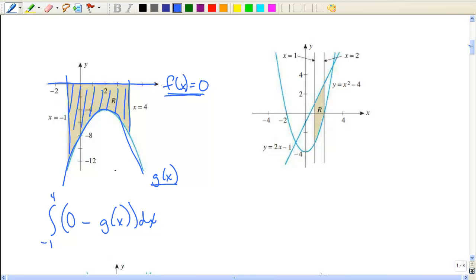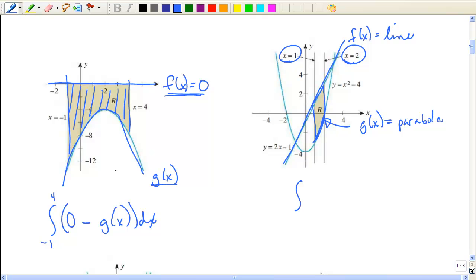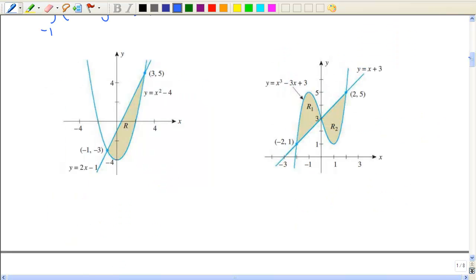Let's look at this next picture. It looks kind of scary. So we want to find this area right here. The upper function, if we call that f of x, looks like some line. And then the lower function right here, let's say g of x, is some parabola or quadratic function. And then we would have the boundaries between 1 and 2. So our integral would be between 1 and 2 of f of x, which is the line, minus g of x, and that would give us the area of that shaded region.